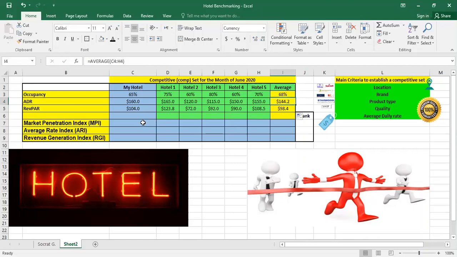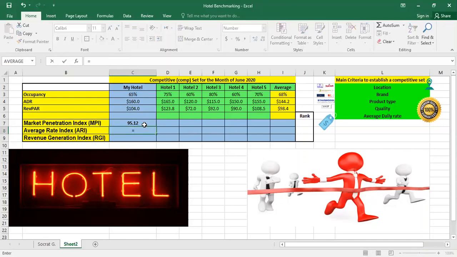So in order now to calculate the index for our hotel, we divide our occupancy by the average occupancy of the market, and we multiply it by 100. Because I want to drag this cell, I will freeze the average here by adding the dollar sign. Okay, so here 95.12. It means it's less than 100. It means we are performing below the average occupancy of this market.